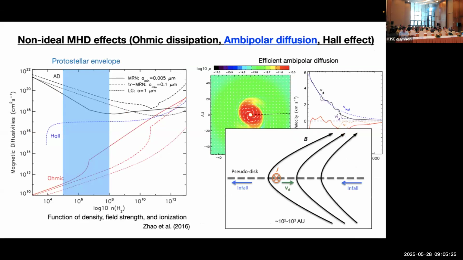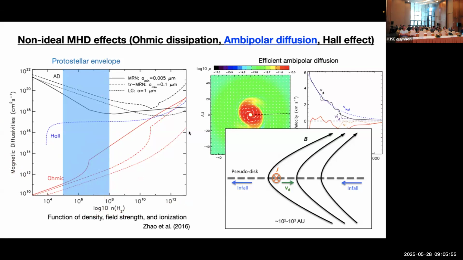Among the three well-known non-ideal MHD effects, Ohmic dissipation, ambipolar diffusion, or Hall effect, in the protostellar envelope, which typically has a density around 10^6, we know ambipolar diffusion will be the most dominant non-ideal MHD effect. This plot shows diffusivity as a function of density. So in this density regime of the protostellar envelope, ambipolar diffusion will be the most important one.